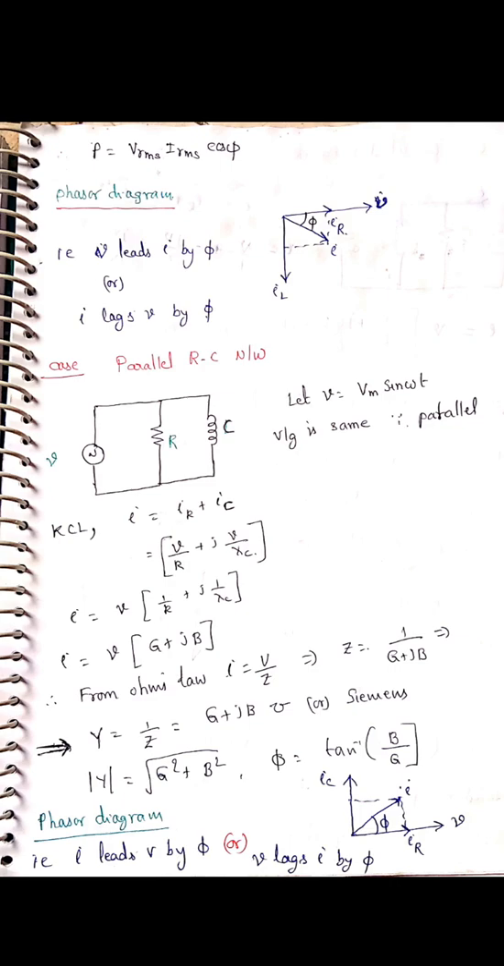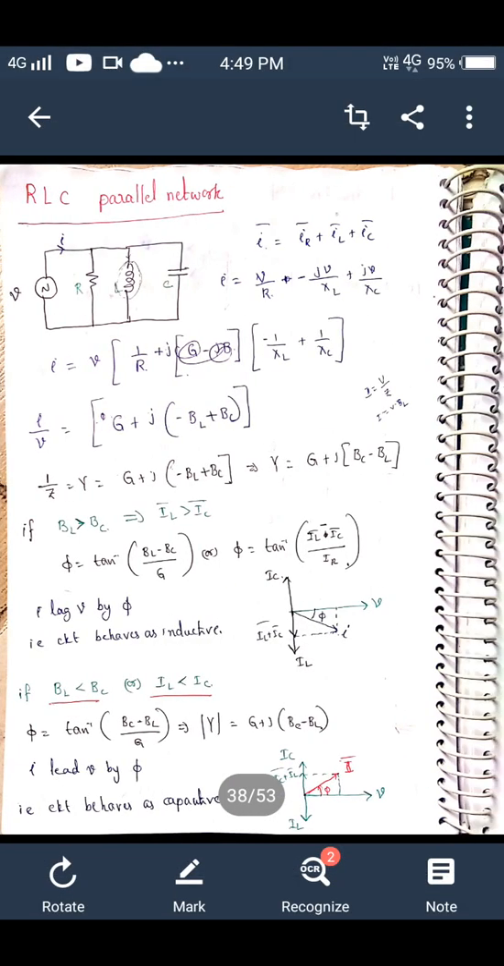Here also the common quantity is voltage. IR will be in phase with V, and IC leads by 90 degrees on the y axis. Then the vector sum of these is the supply current. Now the current is leading V by an angle phi, which means we can say the nature of the network is capacitive.